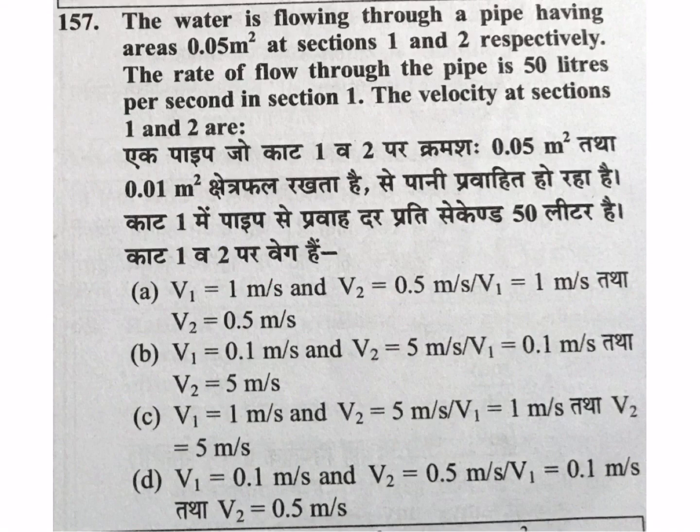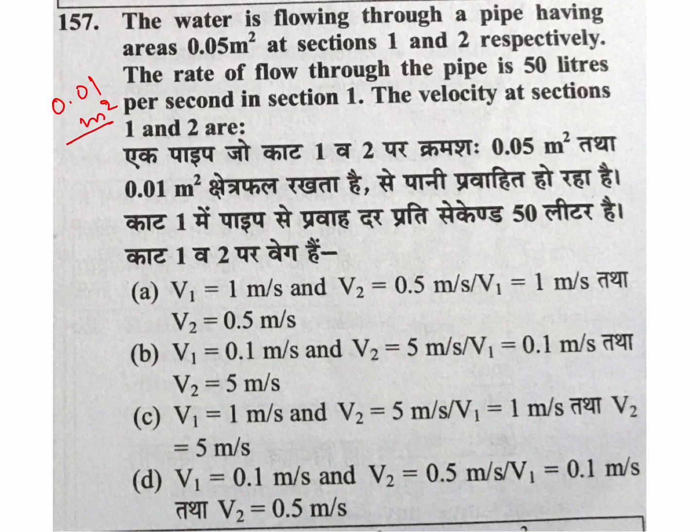Next question 157. Water is flowing through a pipe having area 0.05 meter square at section 1 and at section 2 the area is 0.01 meter square. Here also a printing mistake is there. The rate of flow through the pipe is 50 liters per second. If you want to convert to meter cube per second, you have to divide by 1000. The velocity at sections 1 and 2 is how much?